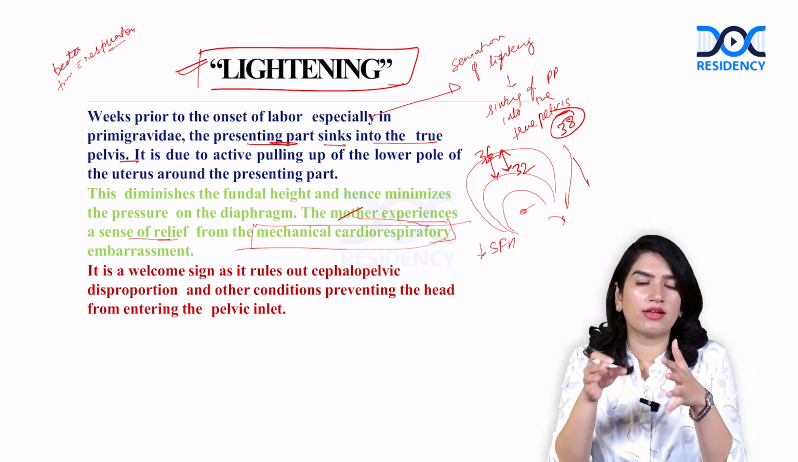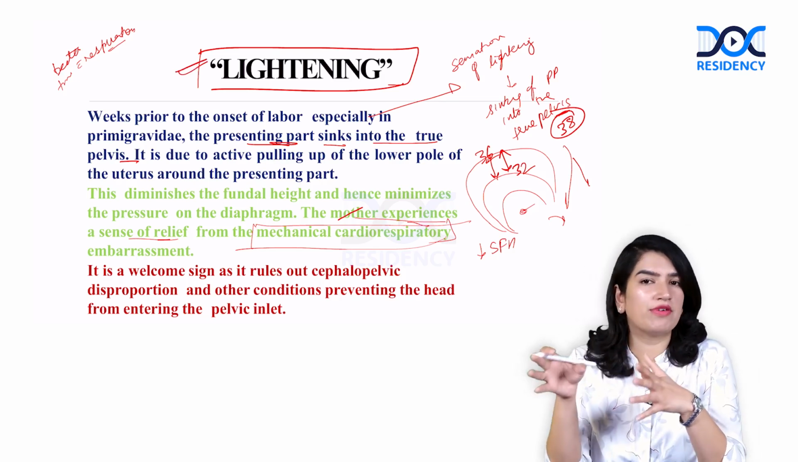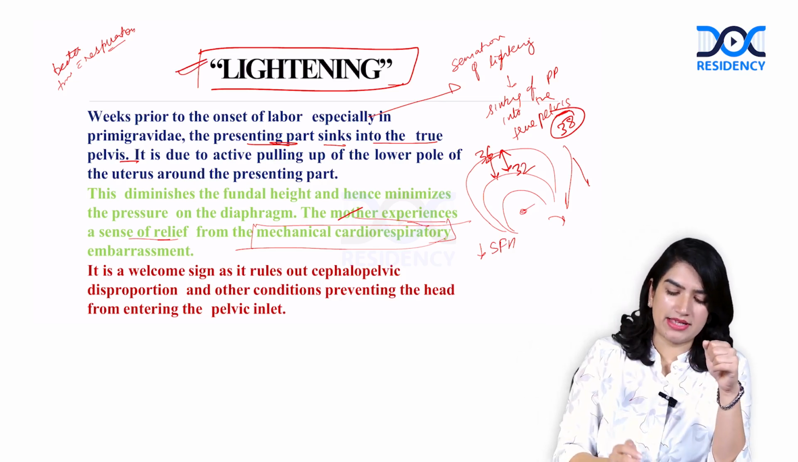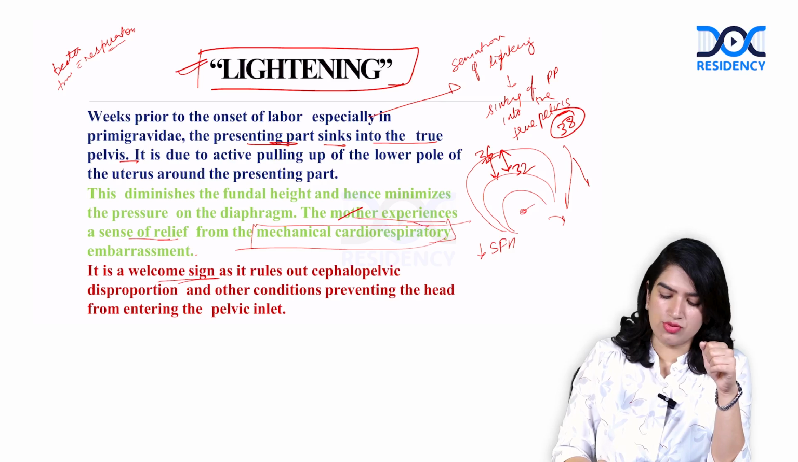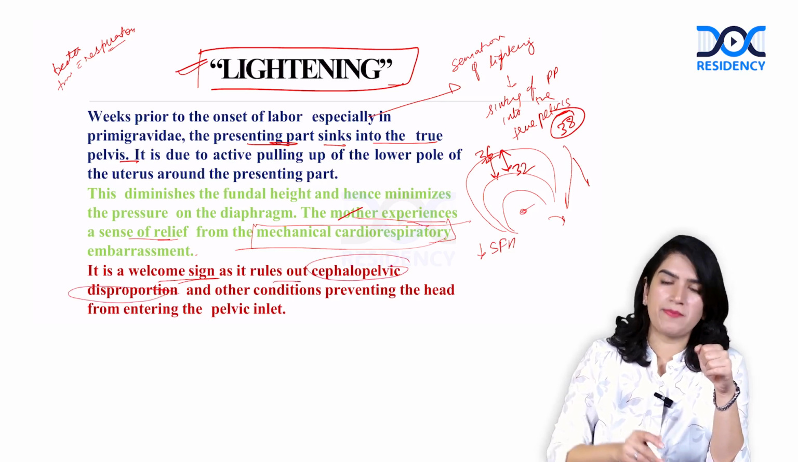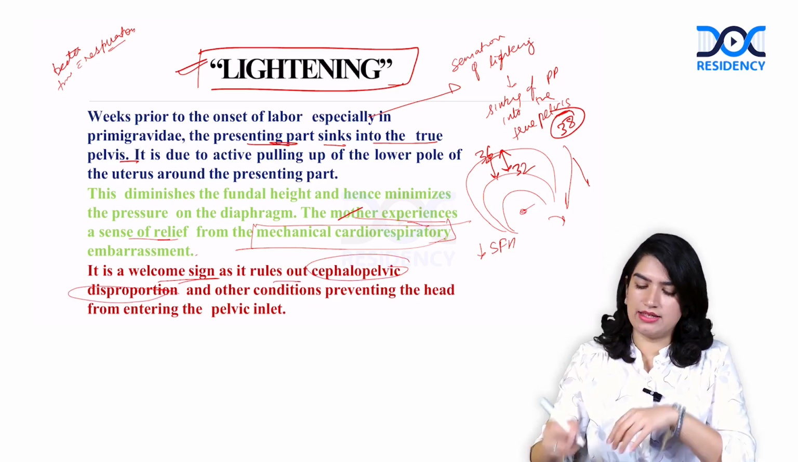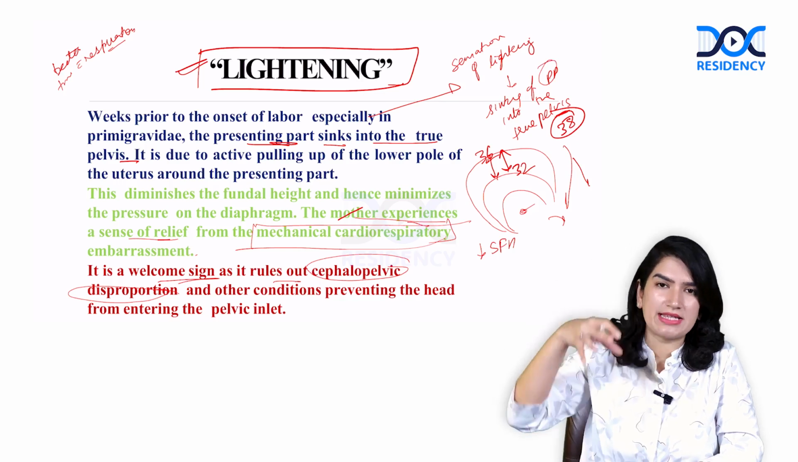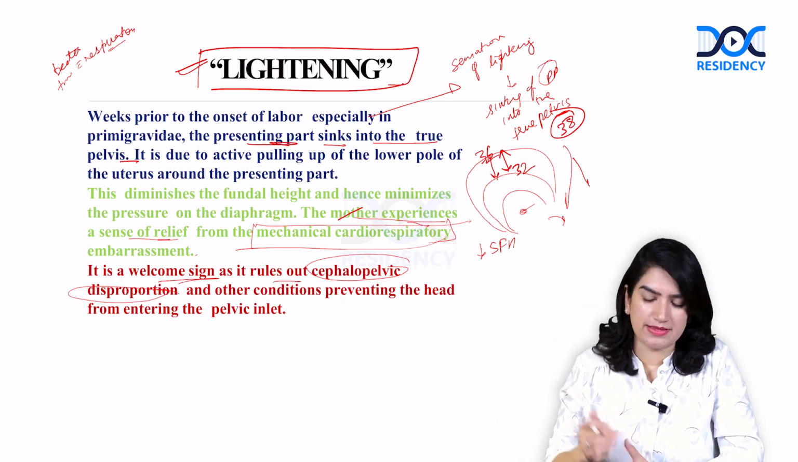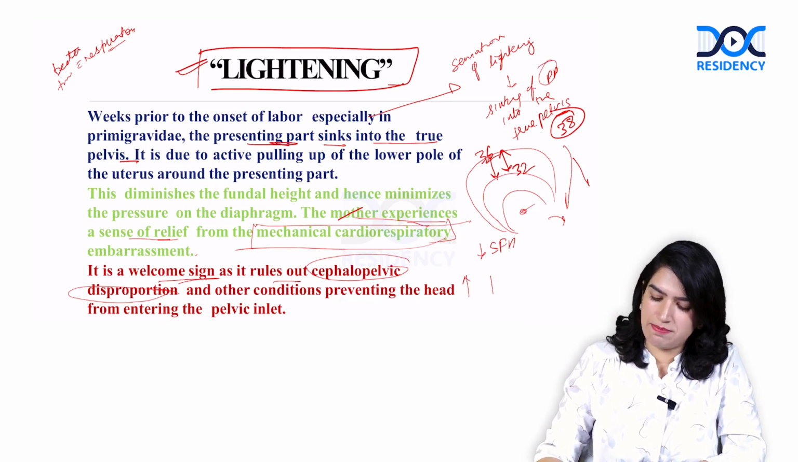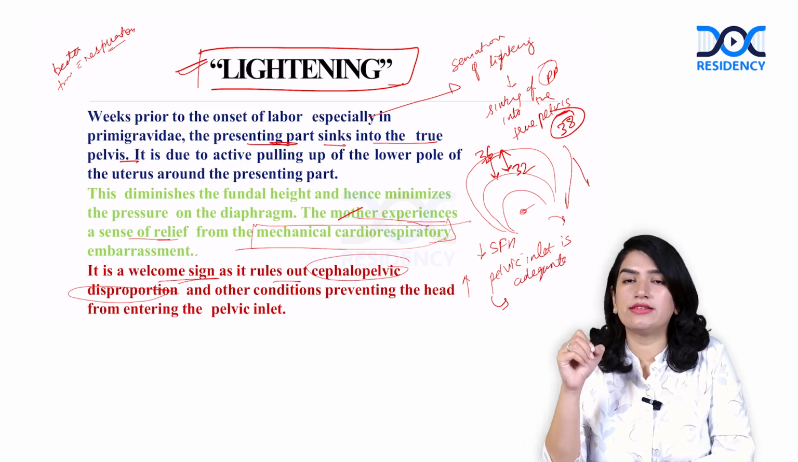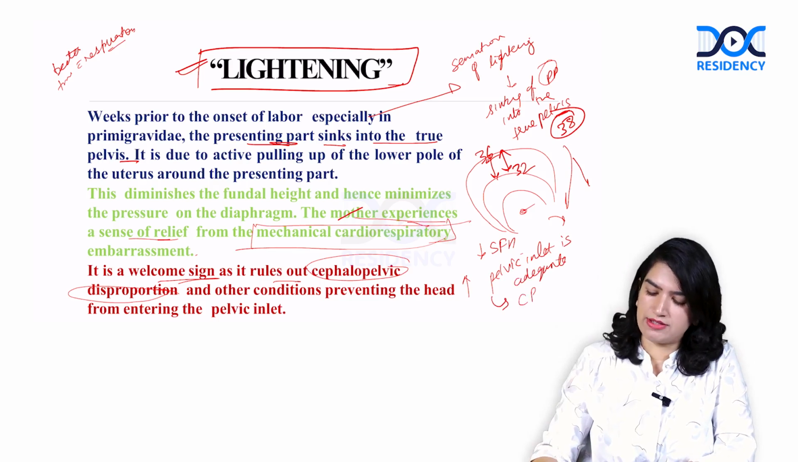Now, why do we focus on asking about lightening before even doing the clinical examination? Because lightening is a welcome sign as it rules out cephalopelvic disproportion and other conditions preventing the head from entering the pelvic inlet. So, if you have the presenting part sinking into the true pelvis, there is a high chance that the pelvic inlet is adequate, and we can clinically rule out cephalopelvic disproportion at the level of the inlet.